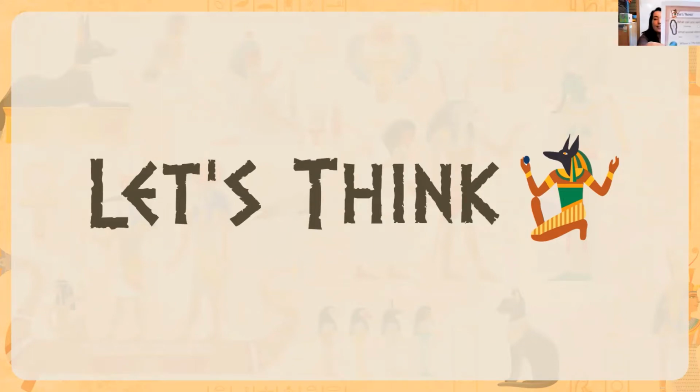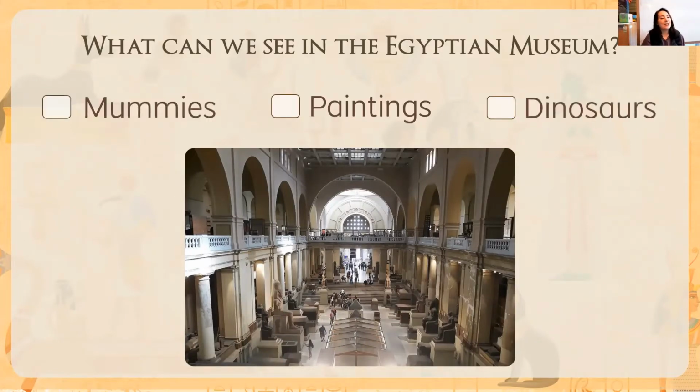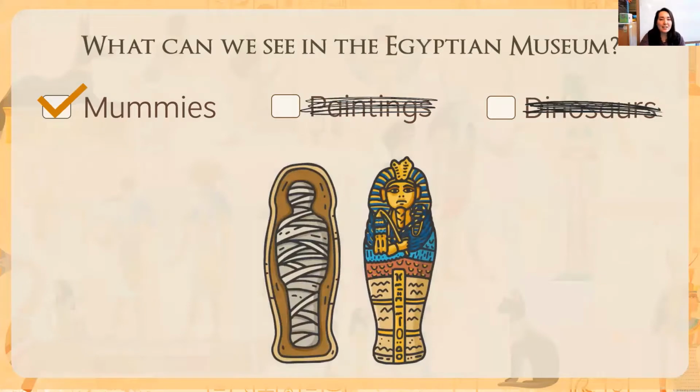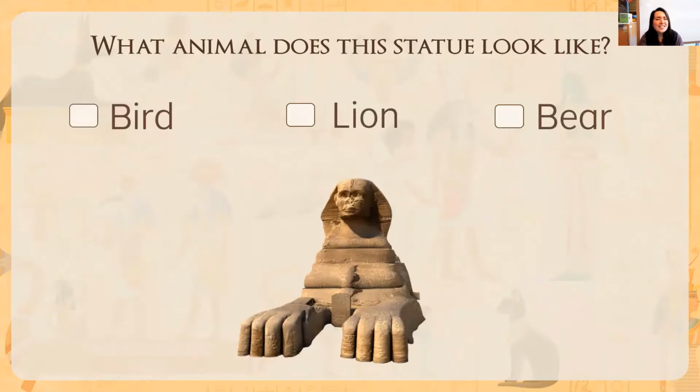Let's think about some stuff. What can we see in the Egyptian Museum? What is inside the Egyptian Museum? Mummies. Definitely mummies in the Egyptian Museum. How about the statue? What does this look like? What animal does it look like? Is it a bird? Is it a lion? Is it a bear? I'm thinking lion is the correct answer.